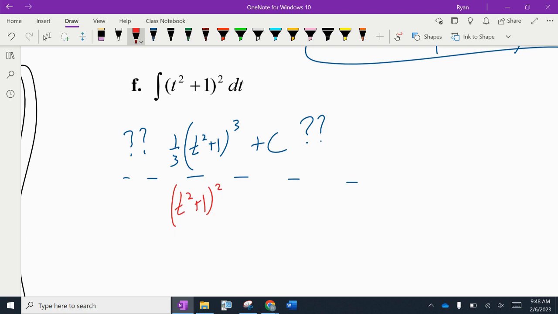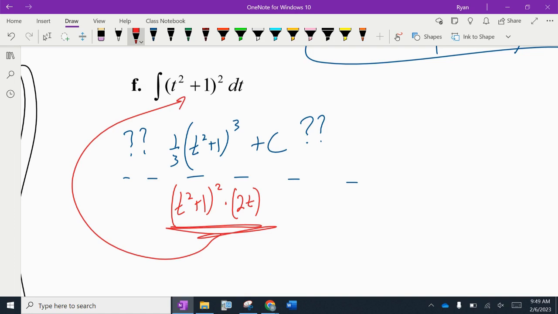But there's more to the story, right? What else do you still have to do to find the derivative of this part? Times 2t, chain rule, the derivative of the inside, right? And then the derivative of the plus c is there. Is this equal to what we were given? No. The chain rule is throwing this off a little bit.